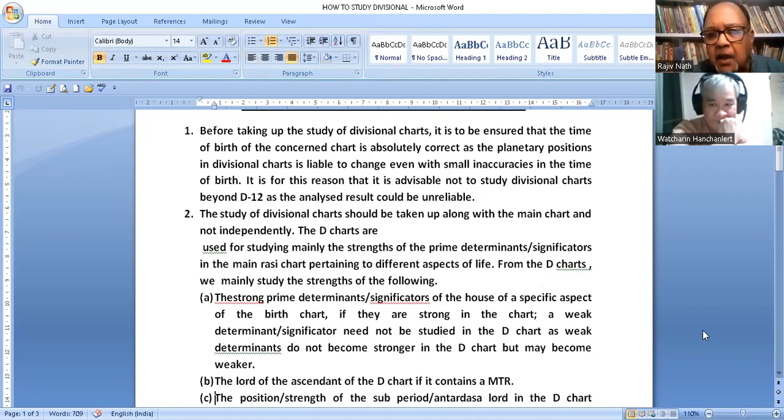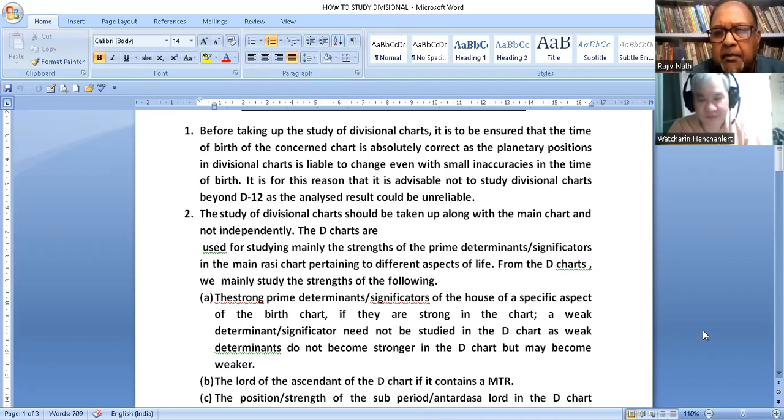Suppose, when we refer to a prime determinant, say for example, we are discussing a chart in which the prime determinant for marriage, that is the Lord of the seventh house with a Mool Trikona Rashi, it becomes a prime determinant for marriage in any horoscope. So it will play a major role in the native getting married: when, where, how, etc.